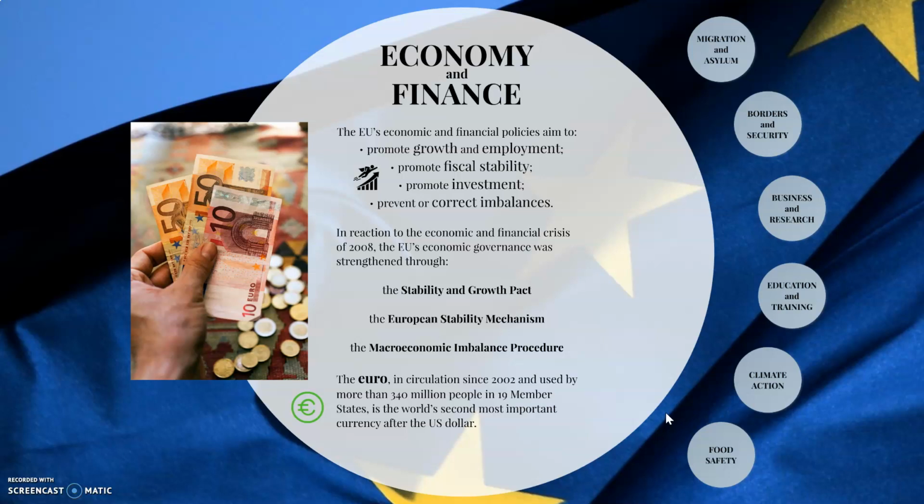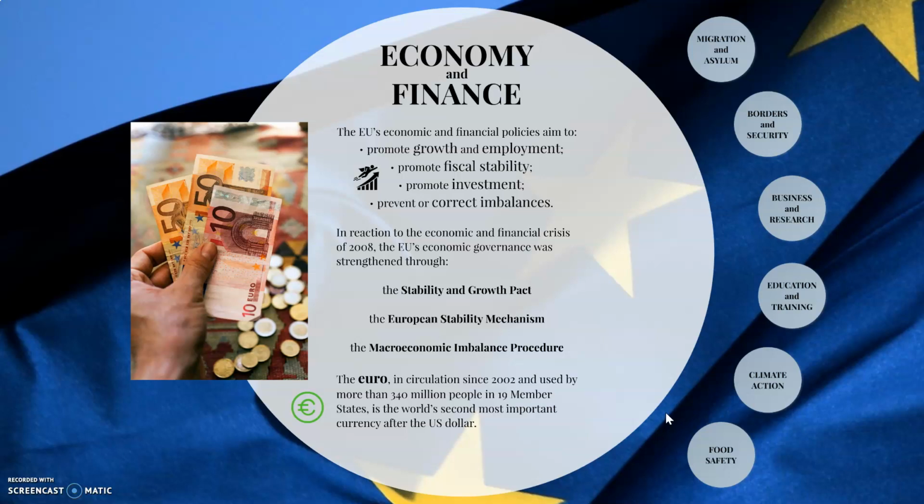Some examples. In reaction to the economic and financial crisis of 2008, the EU's economic governance was strengthened through improvements to the Stability and Growth Pact, the fiscal rules member states follow to facilitate and maintain the stability of economic and monetary union, the creation of the European Stability Mechanism to financially support those states most affected by the crisis, such as Greece, and the macroeconomic imbalance procedure was also introduced to monitor and correct potentially problematic economic trends in individual member states and prevent them from affecting others.